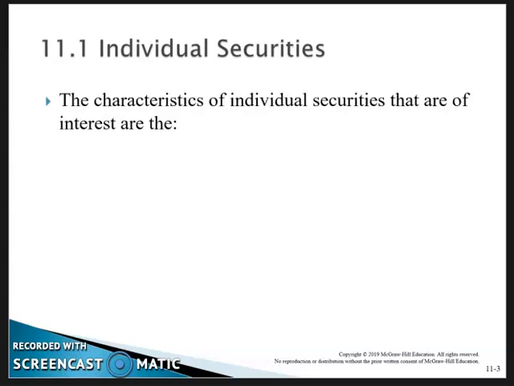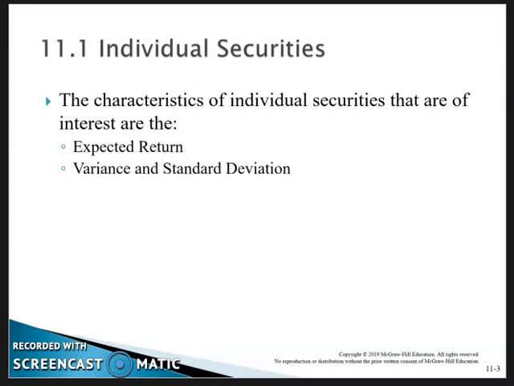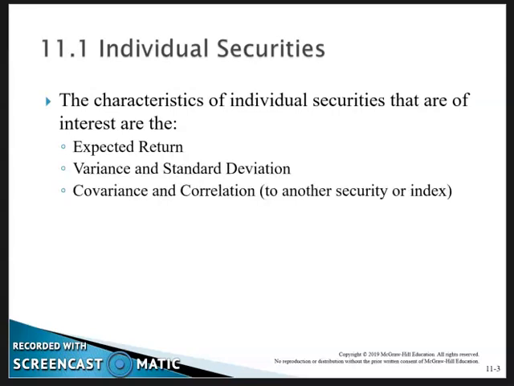So individual securities, characteristics of individual securities that are of interest are expected return, variance and standard deviation, and then covariance and correlation to another security or index. So we're measuring with covariance and correlation how they move in conjunction, how they respond to changes in market information.